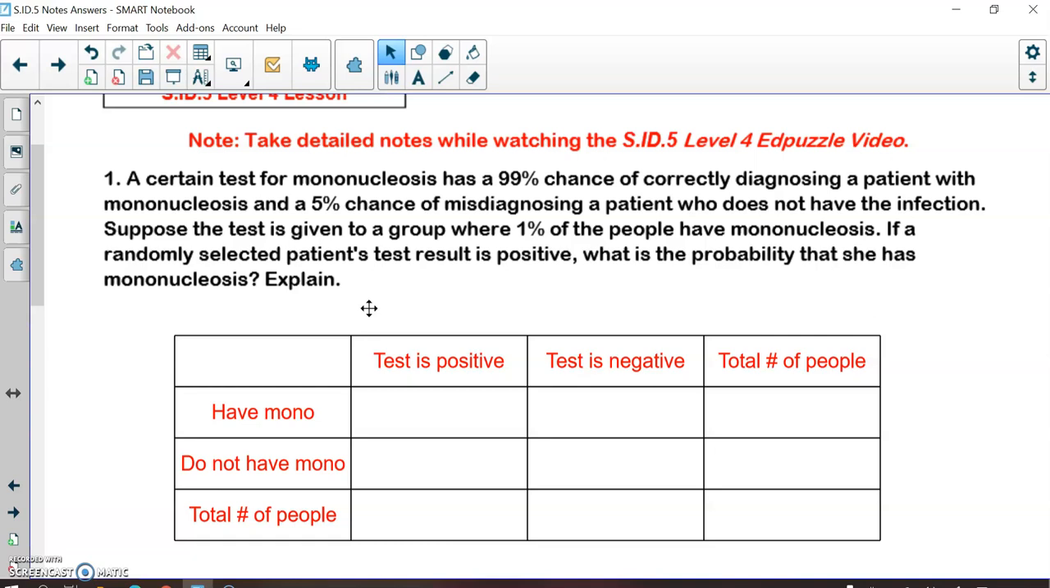So let's just imagine that we tested 10,000 people. All right. Well, out of those 10,000 people, let's say that 100 of them have mono.